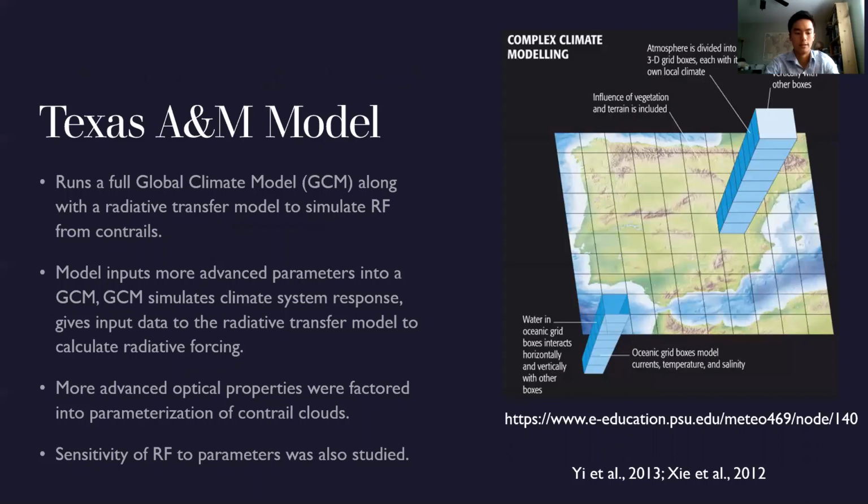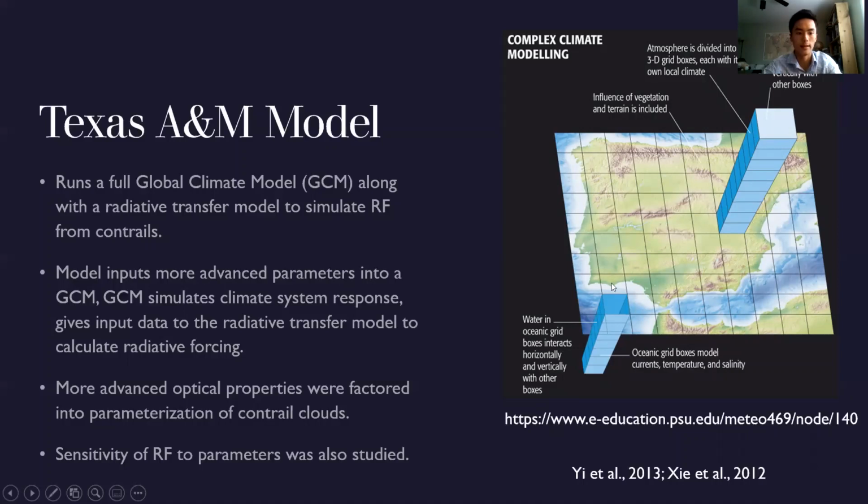The next model is the Texas A&M model. It runs a full GCM, a global climate model, along with an RTM to simulate RF from contrails. A GCM, shown on the right, is a three-dimensional model with a certain horizontal resolution representing the region of interest and a number of vertical layers representing the atmosphere and the ocean. We're going to ignore the ocean because that's not relevant to this project.